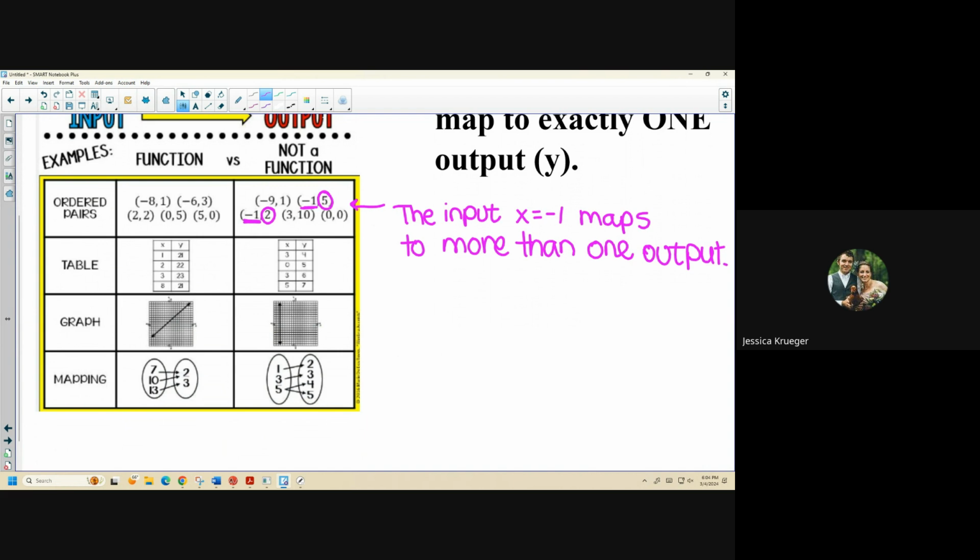Same thing in this table. You've got an input of 3 that maps to 4. That same input of 3 mapping to 6, no good. Okay, so the input of 3 maps to more than one output.